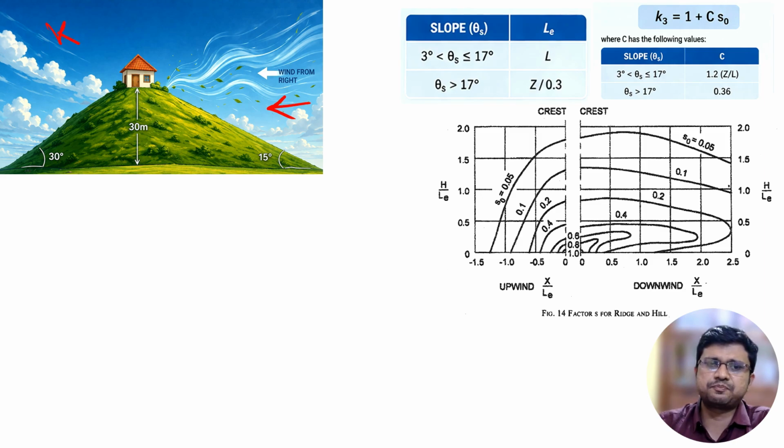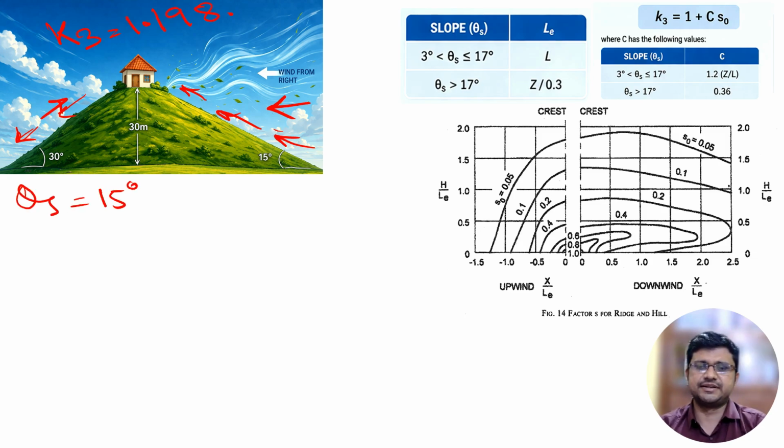For the previous problem, when the wind was coming from left, K3 value was 1.198. Now what will happen if the wind is coming from right? When wind comes from right, the slope will also change, because now the upwind slope will be this and this will be the downwind slope. So upwind and downwind slope have changed and here our theta s will be 15 degree, which is less than 17 degree. So all the equations will actually change.